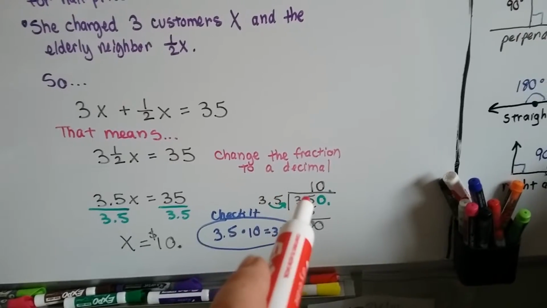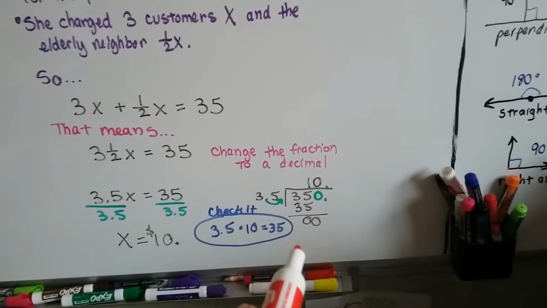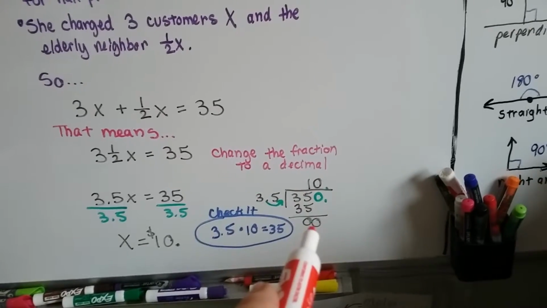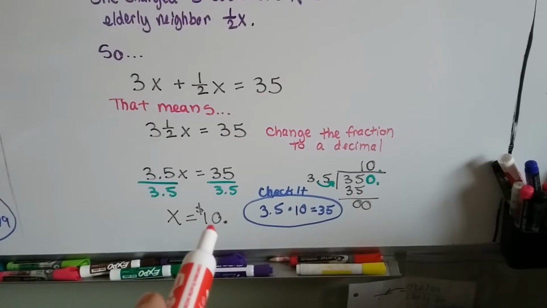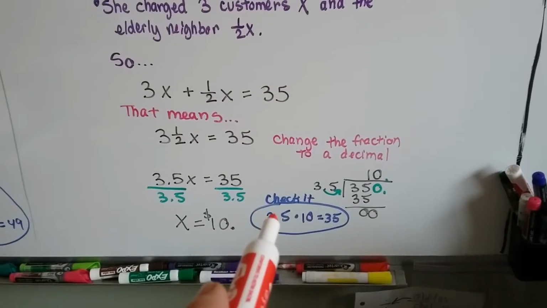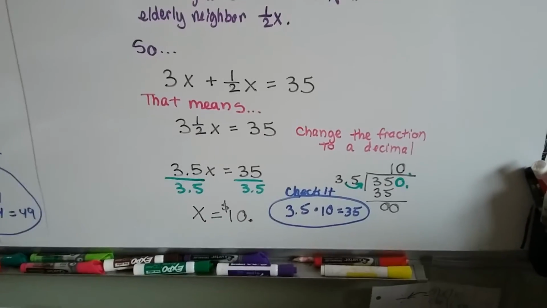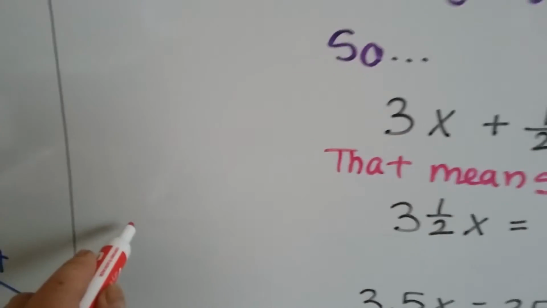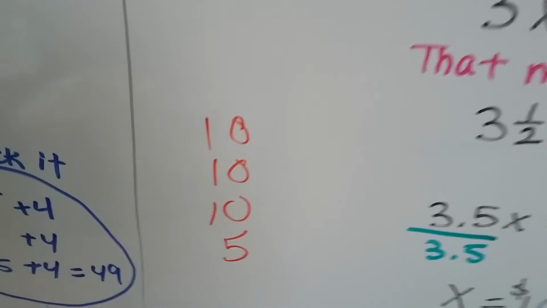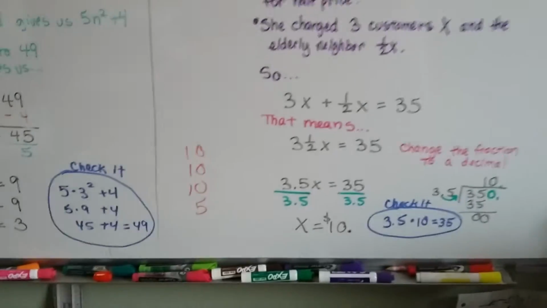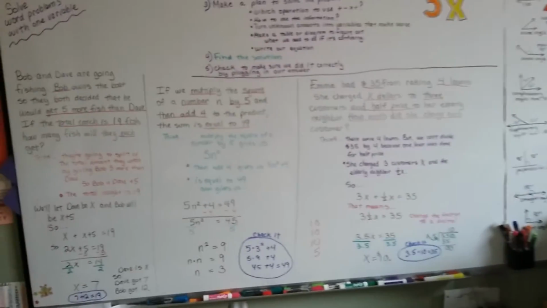So now we got 35 goes into 350. Well, that's 10. Because 35 goes into 35 once. We drop the 0. 35 goes into 0 times. That gave us 10. So now let's check it out. That means 3.5 times 10 equals 35. That's right. So, how much did she charge each customer? She charged $10, $10, $10, and $5, didn't she? So now we know. All right, wasn't it nice of her to charge the elderly customer half price?